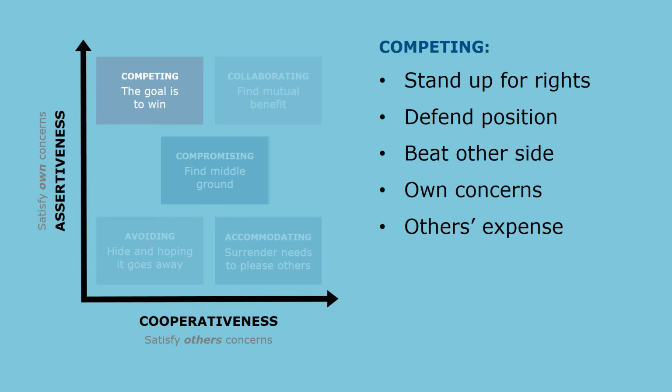The competing mode is at the top left of the model, which means an individual takes a wholly assertive and uncooperative approach to resolving the conflict. It means standing up for your rights, defending the position in which you believe is correct, or simply trying to beat the other side. An individual pursues his or her own concerns at the other person's expense. This is a power-oriented mode in which you use whatever power seems appropriate to win your own position.